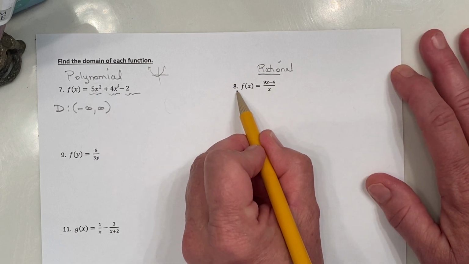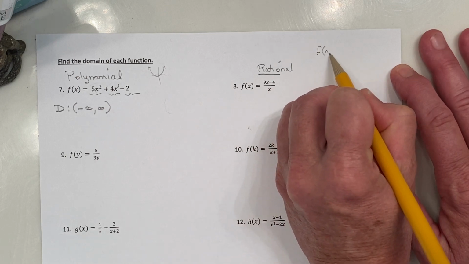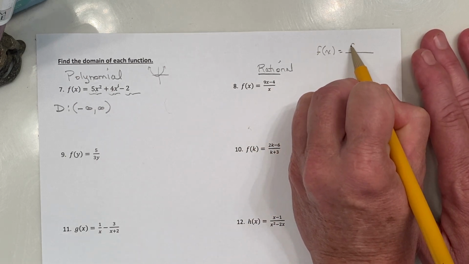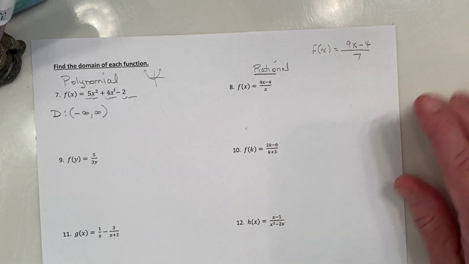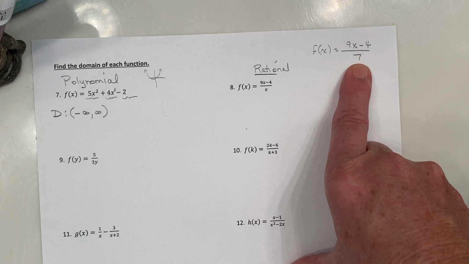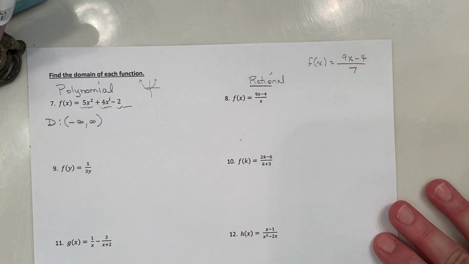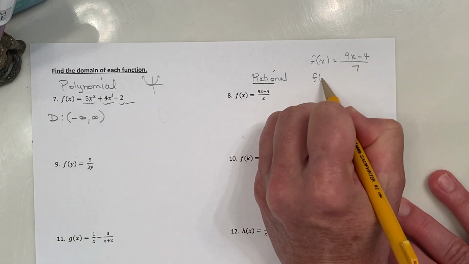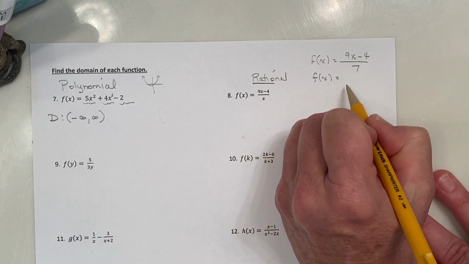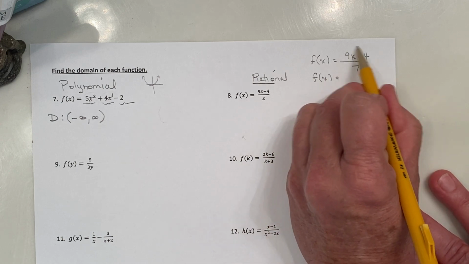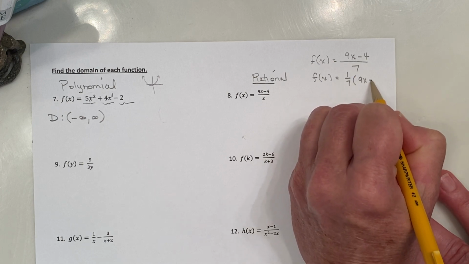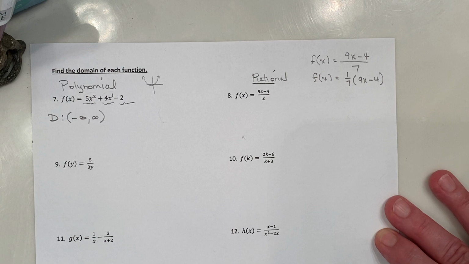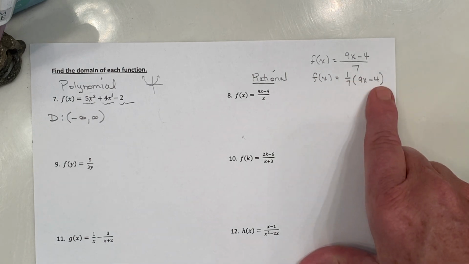For example, what if on number 8 I would have changed it and put not x in the denominator? What if I would have just had a number like 7? I mean, heck, it can be anything, but what if I just put 7 down here? Okay, well, actually, I could rewrite this. I'm going to slide the numerator off. If I rewrote this, I can actually put the 1/7 in front of 9x minus 4. I could distribute the 1/7 in, and actually I get a polynomial.